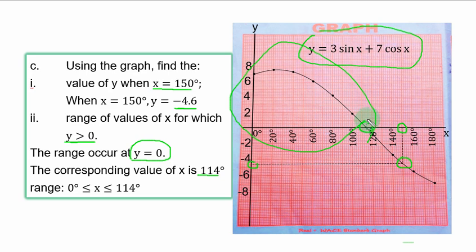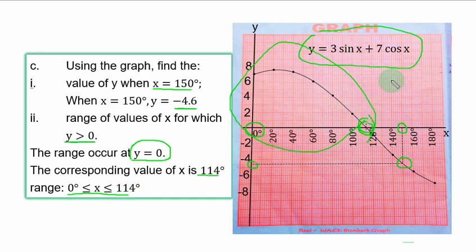So from this point of 114 degrees, you move towards the origin, 0 degrees. So the range is 0 degrees less than or equal to s less than or equal to 114 degrees. Even from the table of values, you can get this easily.